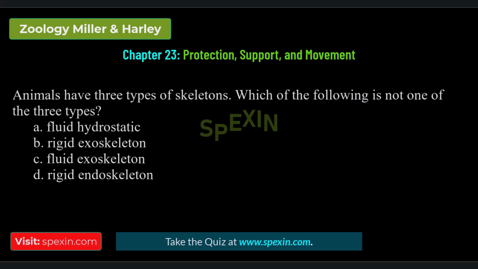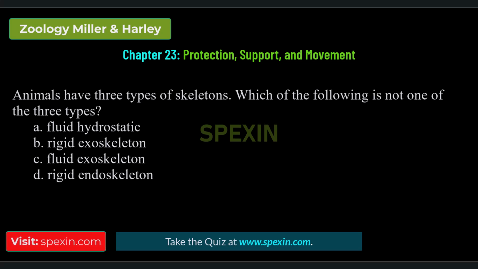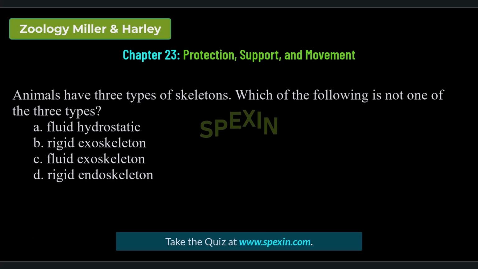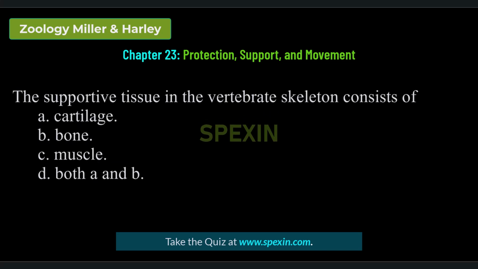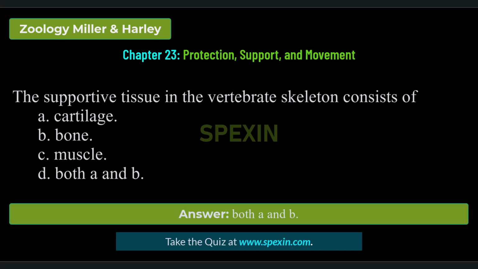Animals have three types of skeletons. Which of the following is not one of the three types? Fluid hydrostatic, rigid exoskeleton, fluid exoskeleton, rigid endoskeleton. Correct answer: fluid exoskeleton. The supportive tissue in the vertebrate skeleton consists of cartilage, bone, muscle, both A and B. Correct answer: both A and B.